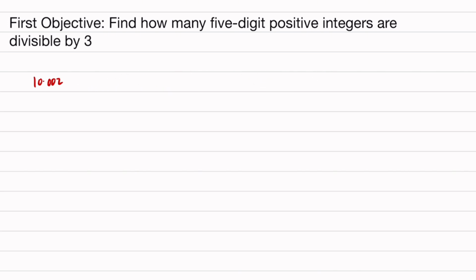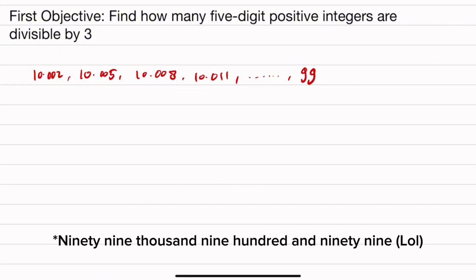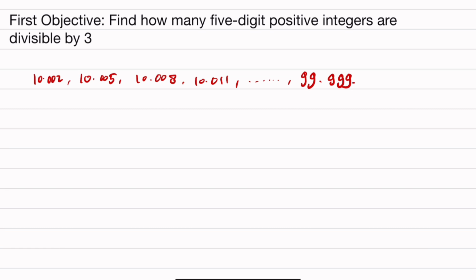And then for the next number, you're just going to add 3. Something like that. And let's keep going until the last one. What's the last one? Well, it's pretty easy to notice that it's 99999. Now we can actually view this as an arithmetic sequence where the first term is 10,002, and then this is the last term.